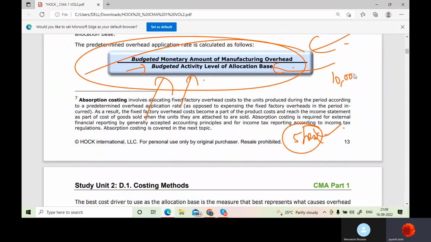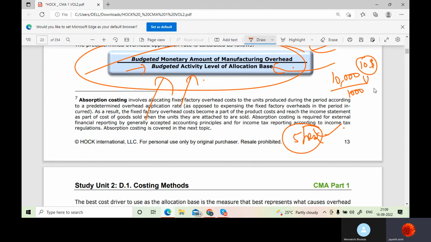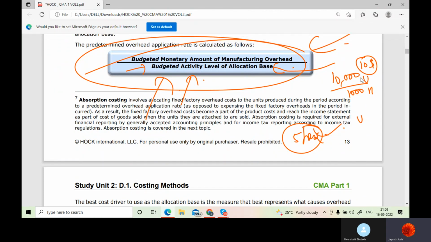Let's say 10,000 is your overhead and 1,000 hours is the allocation base. So $10 per labor hour. Or this is units, this is hours. So units, $10 of overheads you are incurring. No, this is always an amount.